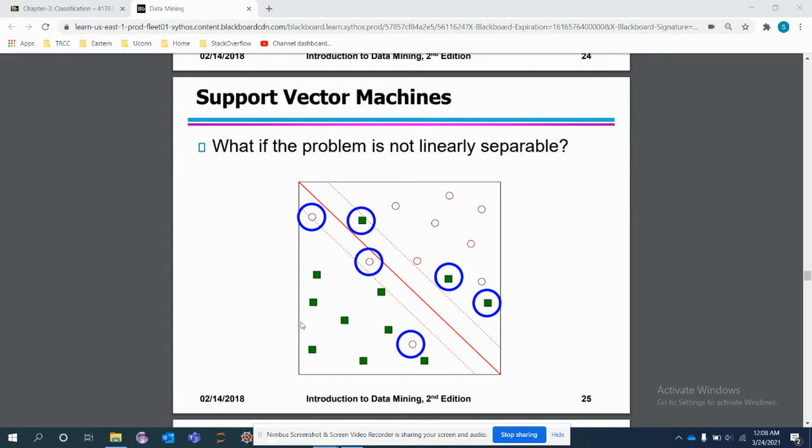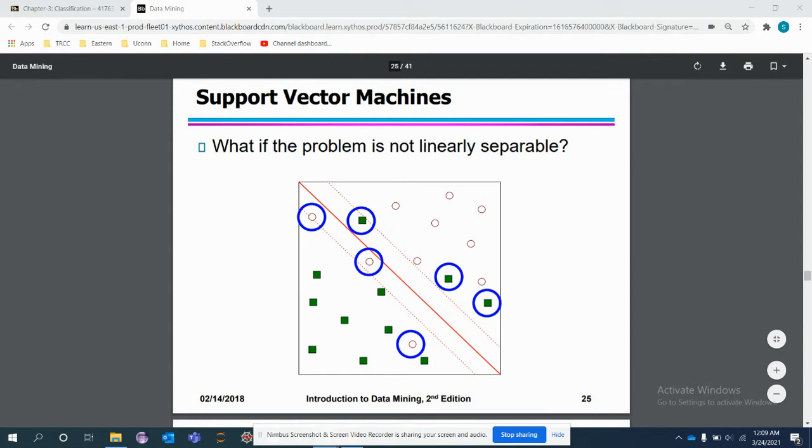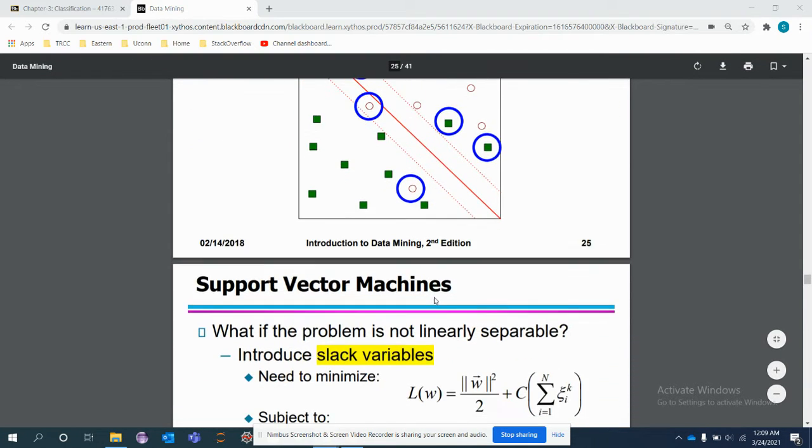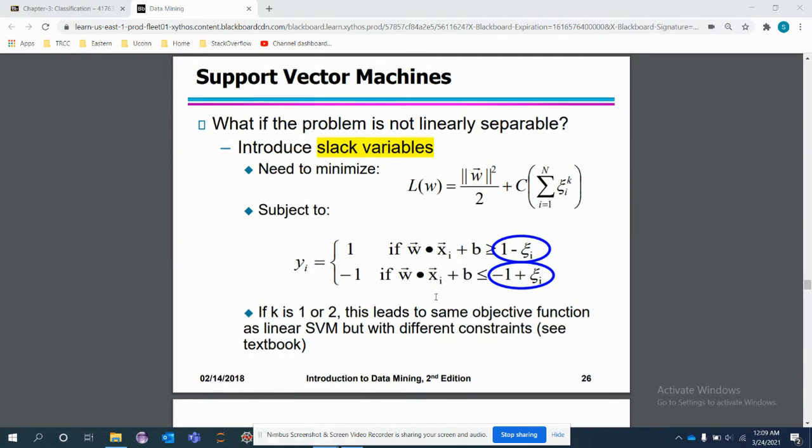So here in the picture that you see, some of the points are inside the marginal space or the separator, and this makes it difficult to segregate the data points. Let's see more details about nonlinear support vector machines.